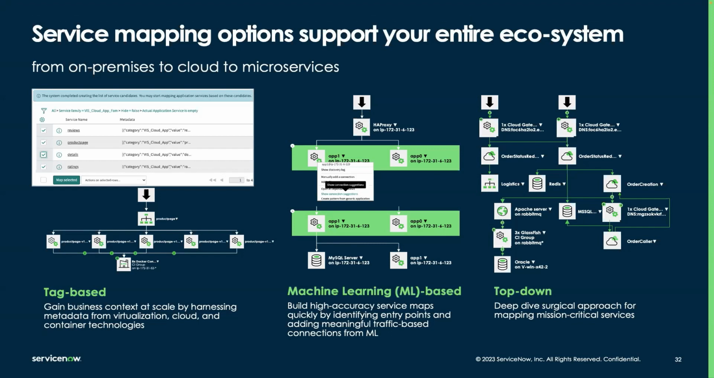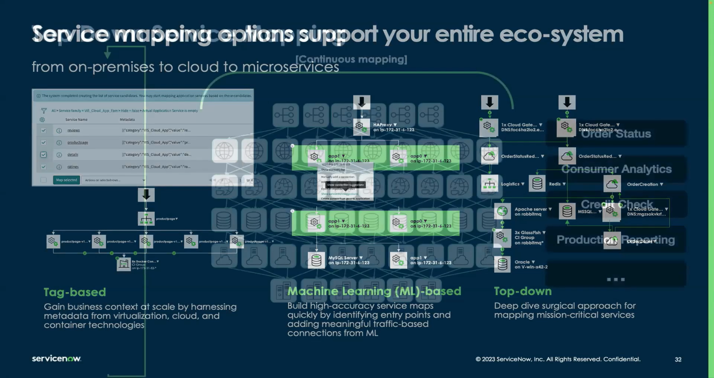And then finally, top down. Those of you that have been around ServiceNow a long time have heard about the top down method, where you point ServiceNow at an entry point, and then it has to go through that process to build it out, which I'll talk about on my next slide. So 3 methods, 2 of which are very fast, the tag-based and the ML-based. The last one, the top down, is really for your mission critical services, where you want to make sure that you have every single possible resource aligned.